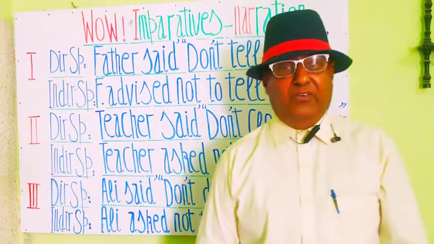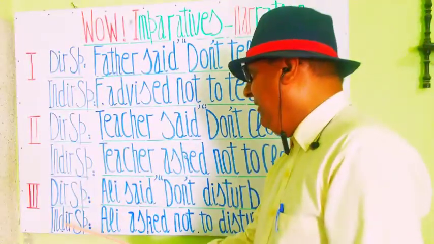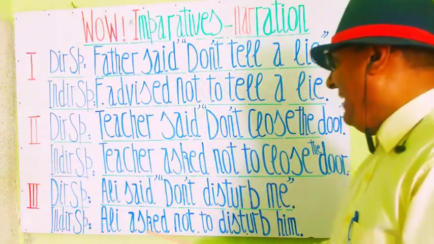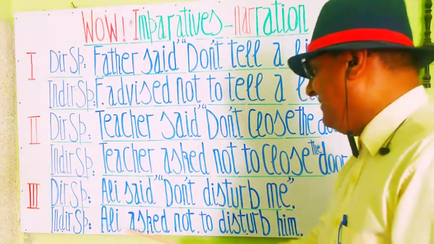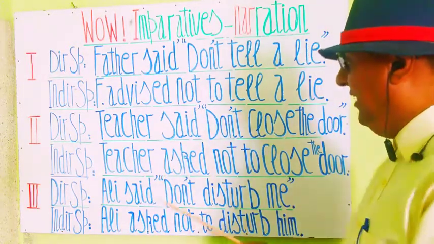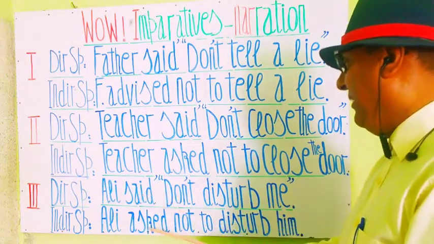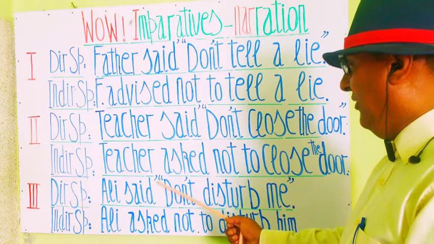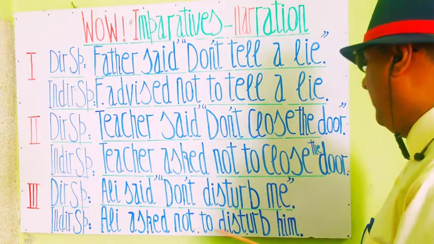Now let's see its change. Now it's going to change into indirect speech. You see, my students, Ali asked not to disturb him. You see, here's a change of pronoun. You see that said is replaced by asked and commas are removed, and we have to write not before to, not to disturb.